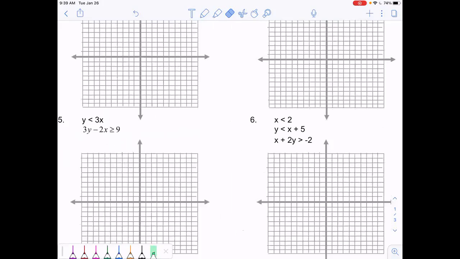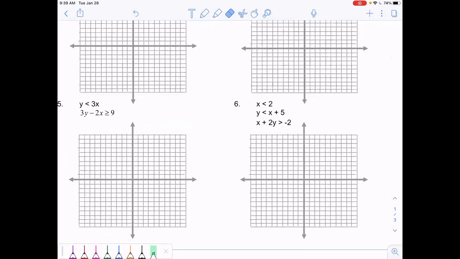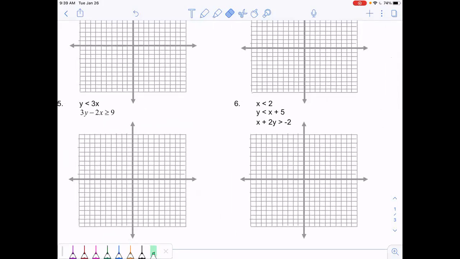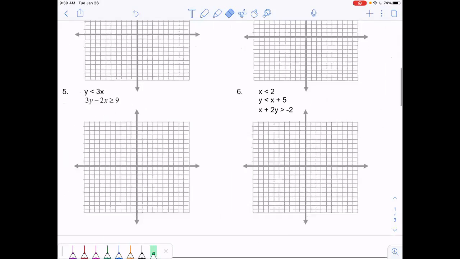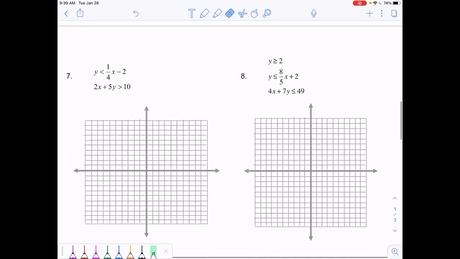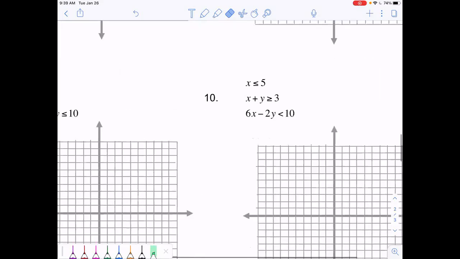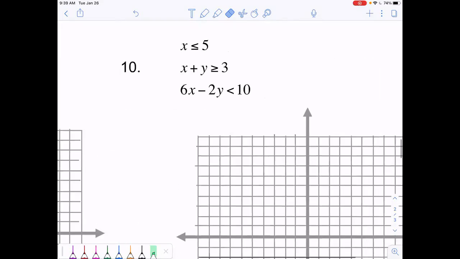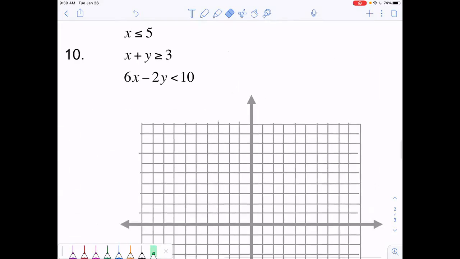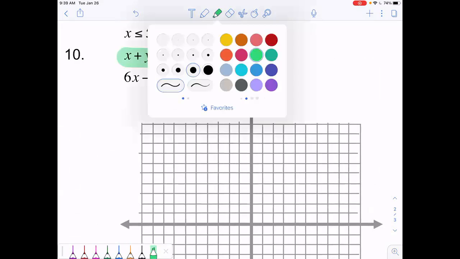Is there one that you wanted to do together, or I'll just pick one? I would do number 10, the last one. Then you have the last one done if you didn't get there. So if you want to look at the worksheet, look at number 10. Yesterday, we were graphing 3 different inequalities.